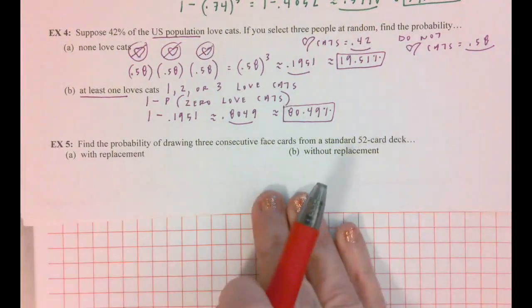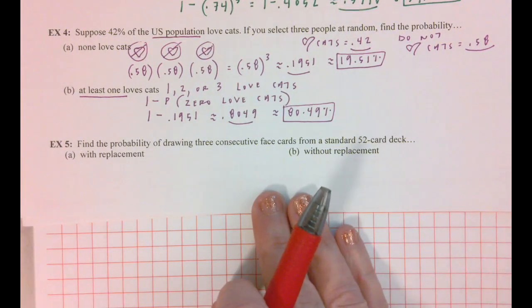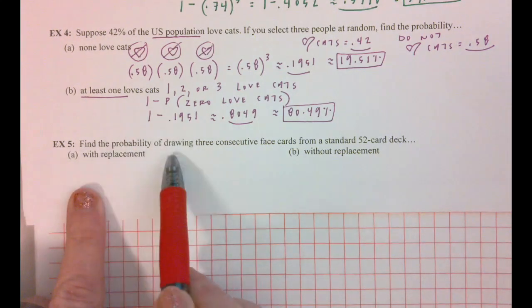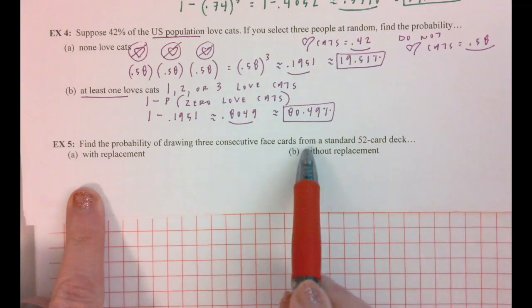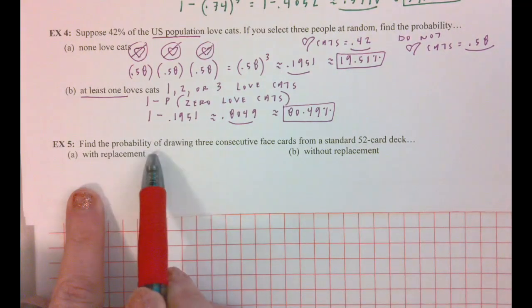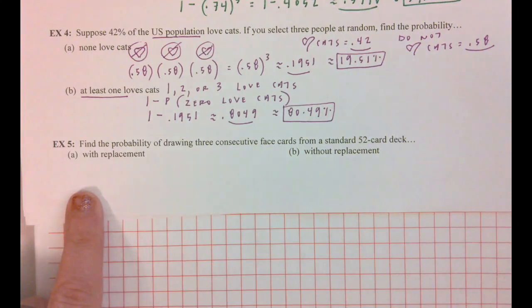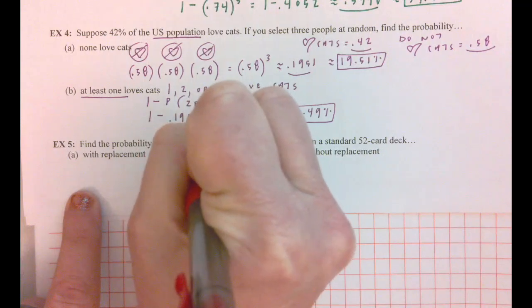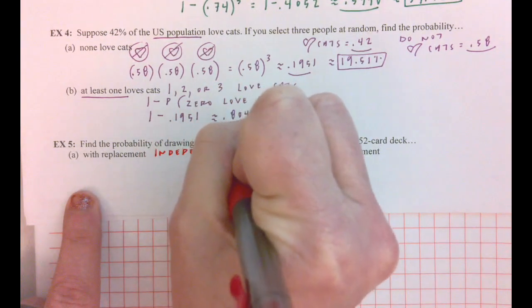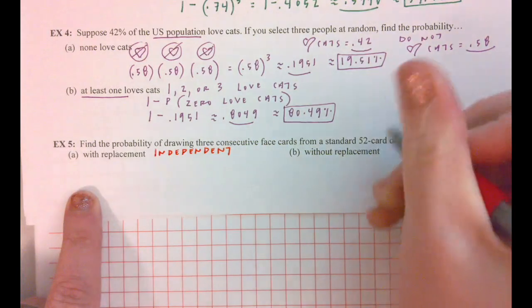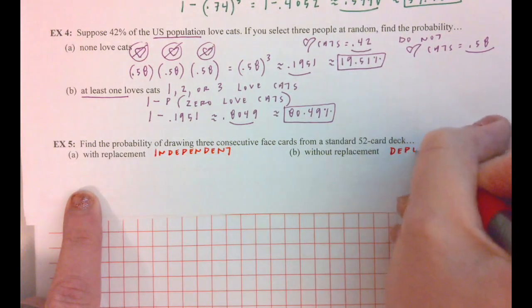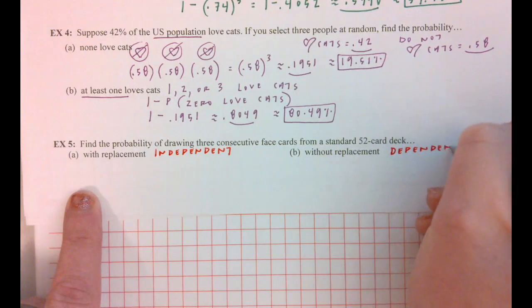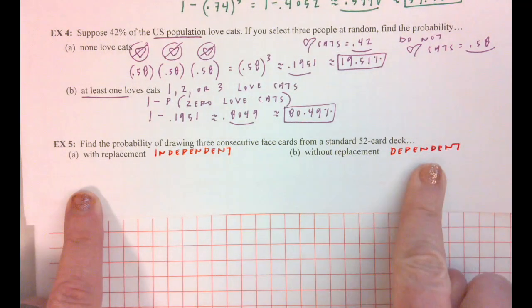All right, so far I've given you all examples that are deemed independent. Now I'm going to give you one of each. So here I'm saying find the probability of drawing 3 consecutive face cards from a standard 52 card deck with replacement. So if I'm replacing, then my events are totally independent versus without replacement. Here it is dependent. Right? My probabilities will change because one event does influence the next.